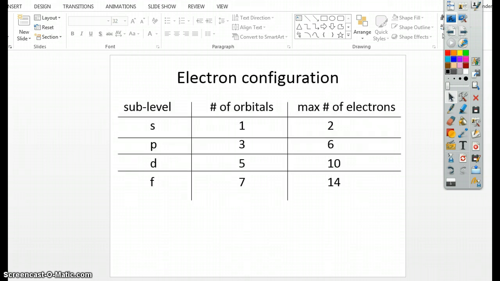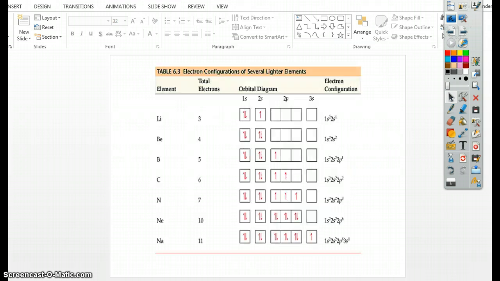I also gave you a chart of the sublevels, s, p, d, and f. s is the 1 orbital, p's 3, d's 5, f is 7. And again, electrons pair up. So if you're 1 orbital, you actually have 2 electrons. 3, the most is 6. 5, 10, and 7, 14. And then this is just showing spin. They either spin kind of right or left.